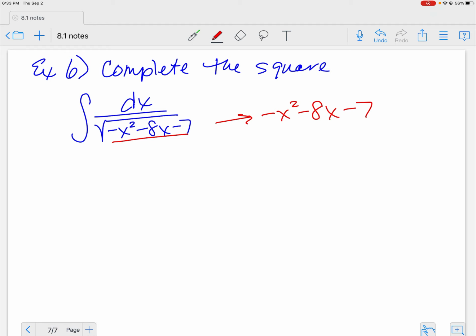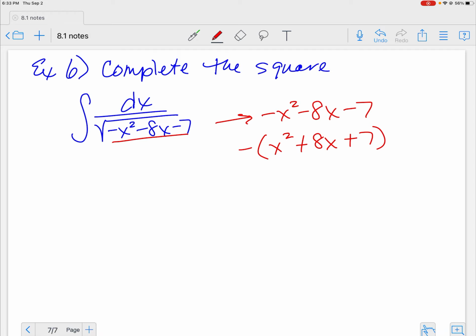Now, you learned completing the square, or you should have learned it at least, if you took pre-calculus or whatever you took prior to this class, solving a quadratic. You learned it at that point. We are going to complete the square just with a rational expression. So if I take out the negative, I have x squared plus 8x plus 7. You always want to work with that positive leading coefficient.